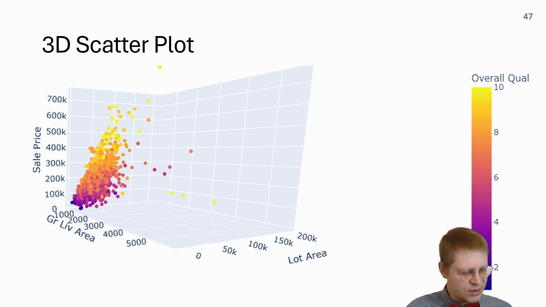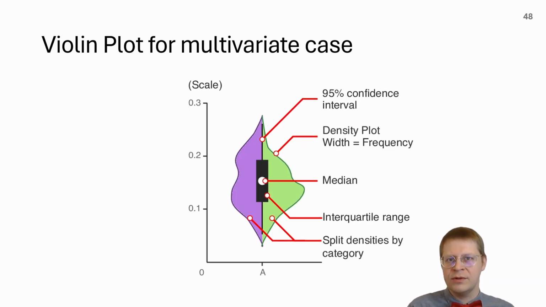But sometimes it's a challenge to understand what is going on. So you need to balance between the complexity and the simplicity of your visualization. Building on our earlier discussion of violin plots, we now look at more complex representations.